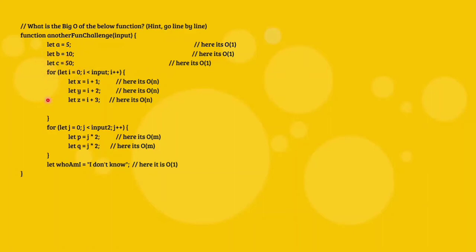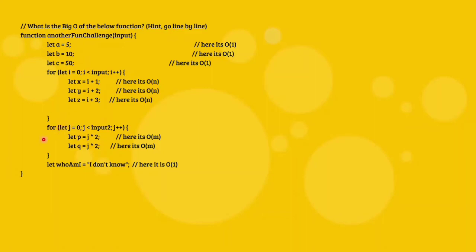Then we have the for loop, and inside that we are performing 3 operations. There we have O of n and again O of n, because we don't know the number of inputs. So we will simply denote it by n and we will perform this operation n times. So O of n will come.